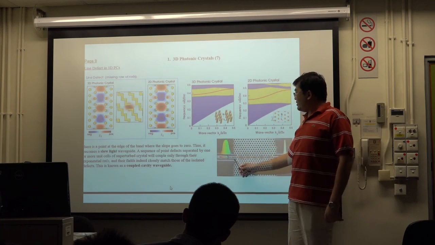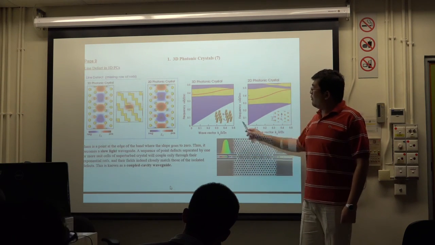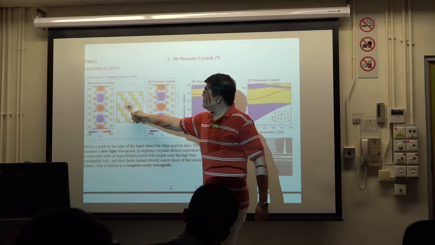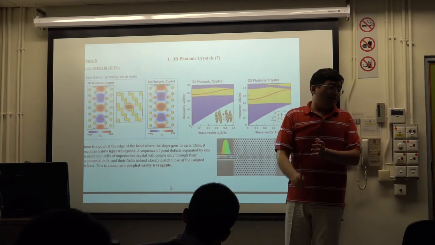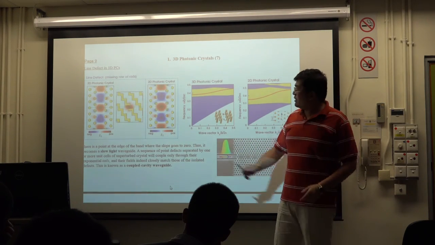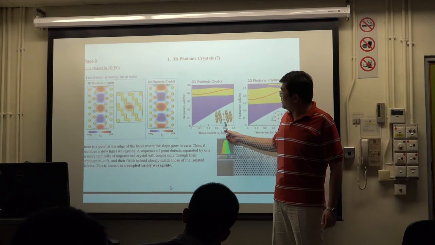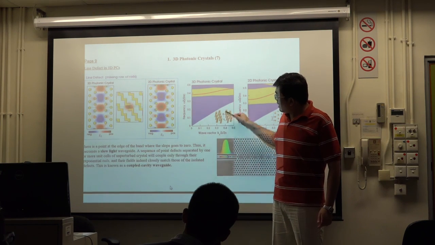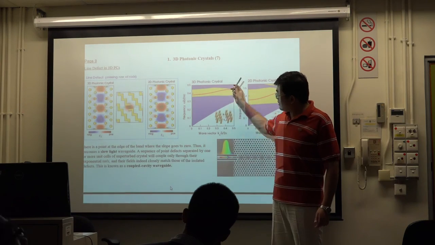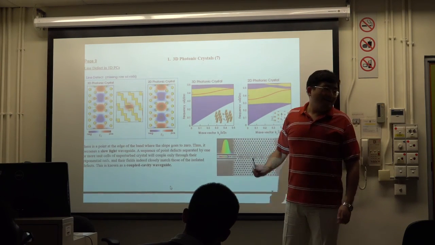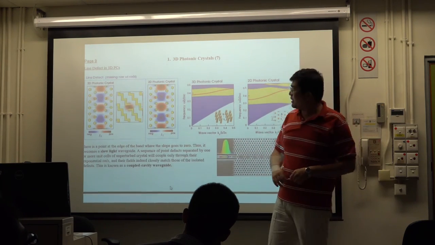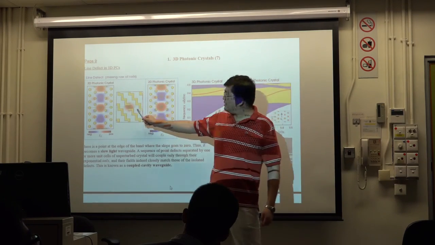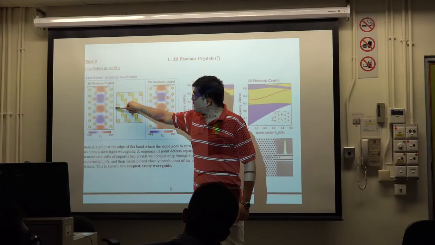Here, there's another interesting structure. First, I remove all the columns, or maybe I remove one column, and I make a waveguide line. This waveguide is only confined along this direction. In the other direction, it can leak up, there's no band gap. But here, it cannot, it's a different thing, because there's a band gap here, also a band gap.